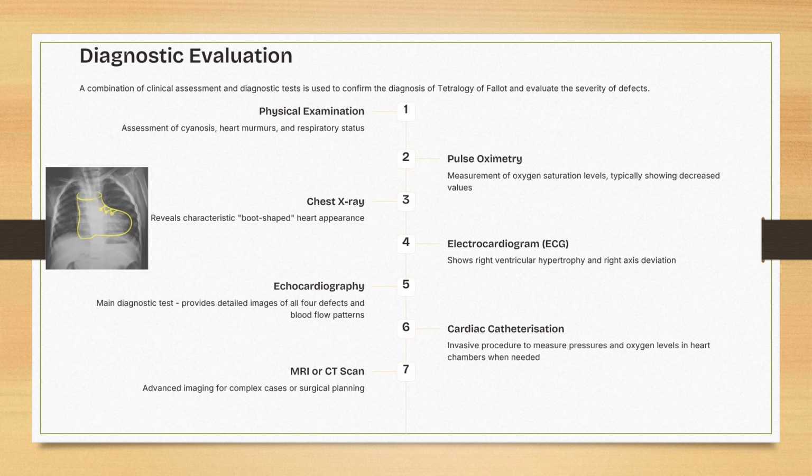Then fourth, electrocardiogram. It shows right ventricular hypertrophy and right axis deviation. Then the fifth one is echocardiography. It's the main diagnostic test. It provides detailed images of all four defects and blood flow patterns. Next, we can go for cardiac catheterization. It's an invasive procedure to measure the pressure and oxygen levels in the heart chambers when needed. We can also go for MRI and CT scan.